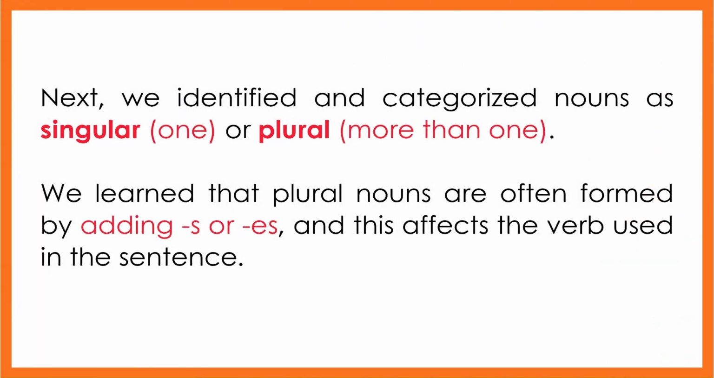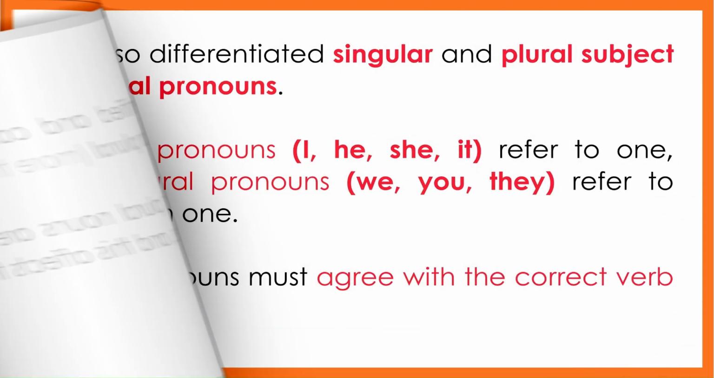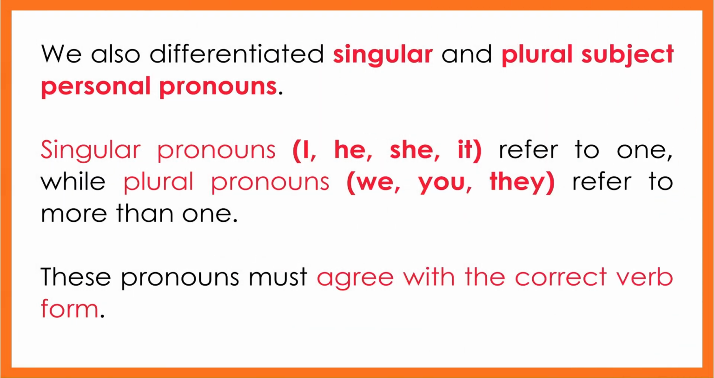Next, we identified and categorized nouns as singular, one, or plural, more than one. We learned that plural nouns are often formed by adding s or es, and this affects the verb used in the sentence. We also differentiated singular and plural subject personal pronouns. Singular pronouns, I, he, she, it, refer to one, while plural pronouns, we, you, and they, refer to more than one. These pronouns must agree with the correct verb form.